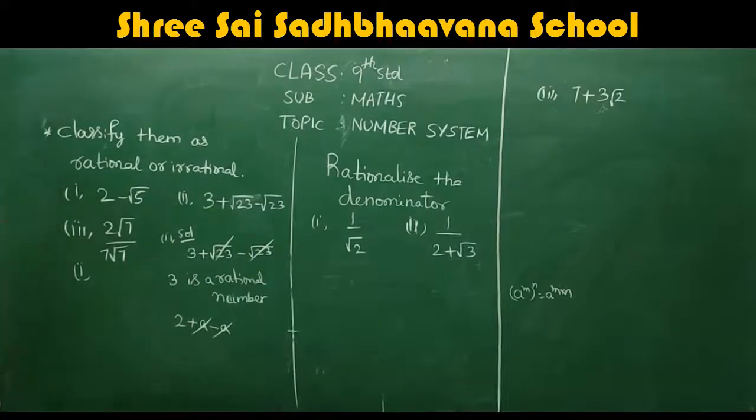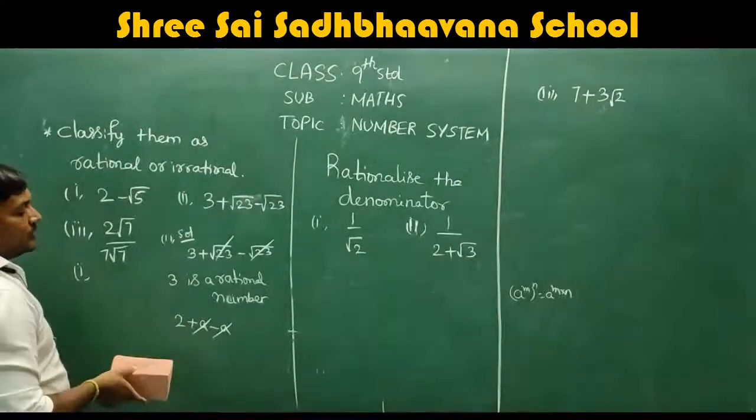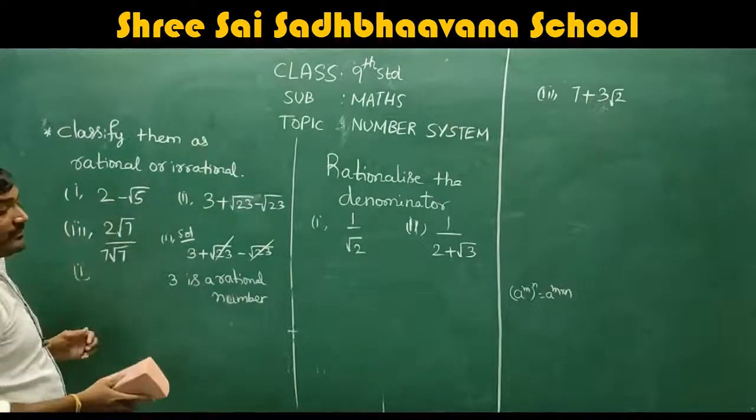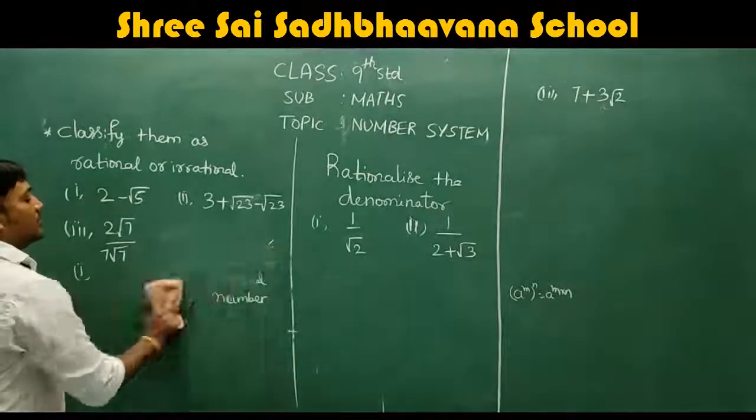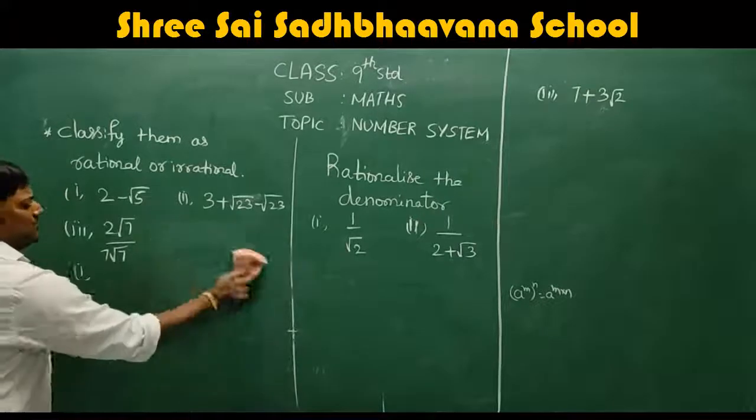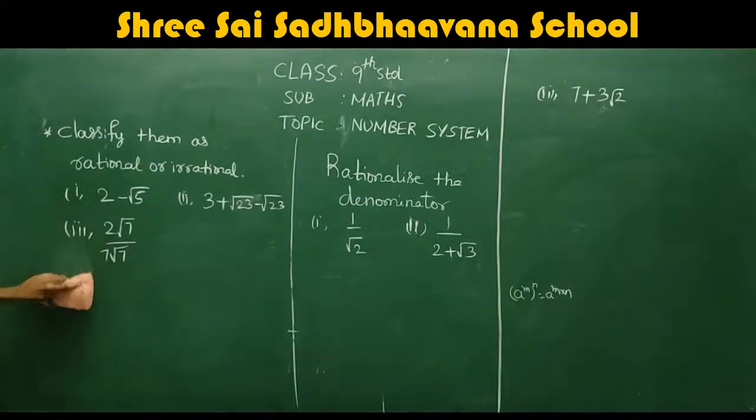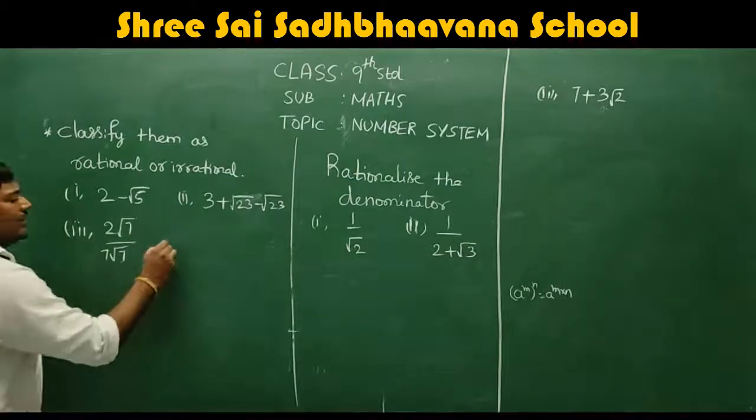So definitely it will get cancelled, when 3 is a rational number. So we classified 3 as a rational number in this case. I hope you understood this, because this is the easiest one. I think there is no more explanation needed for that. Even this third one is easily understood.